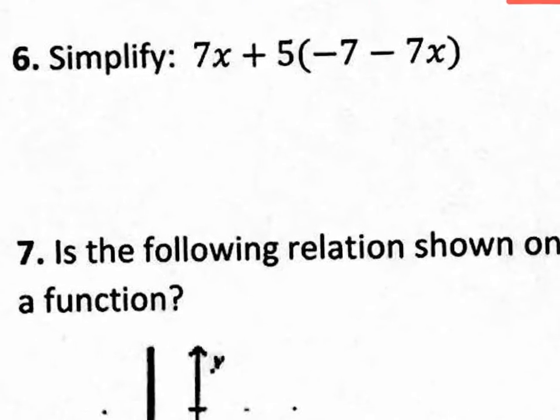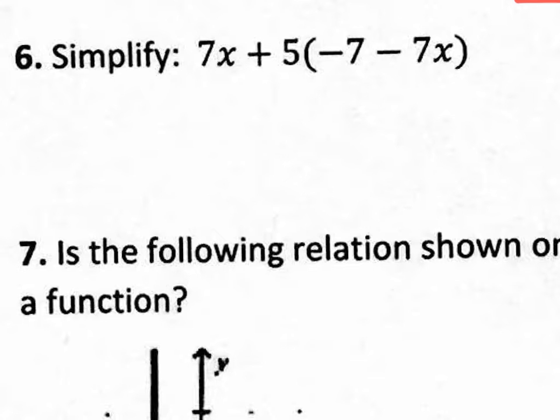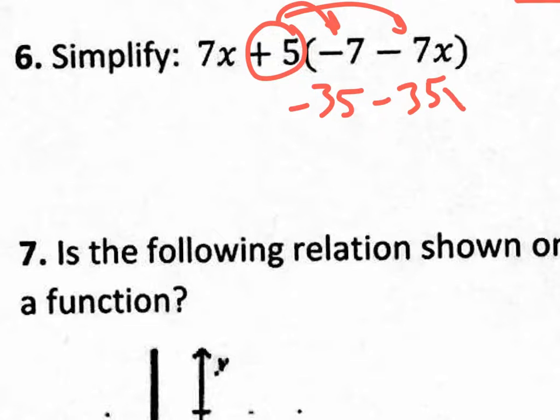Simplify. That's just saying distributive property and combining like terms. And exactly in that order. You want to distribute always first. This positive 5 times a negative 7 is a negative 35. The positive 5 times a negative 7x is a negative 35x. Out here in the front, the 7x is just going to come down. Let me just rewrite it down here. 7x in front of the minus 35 and the minus 35x.